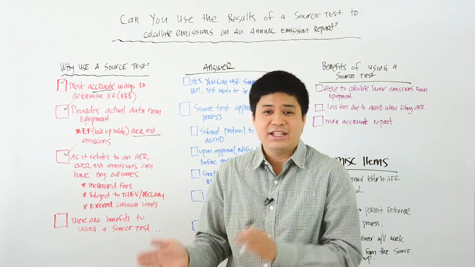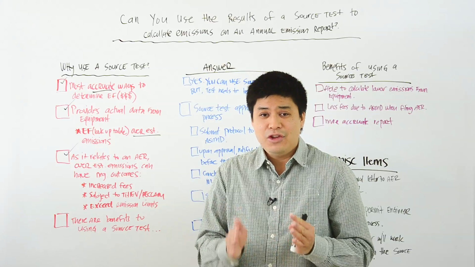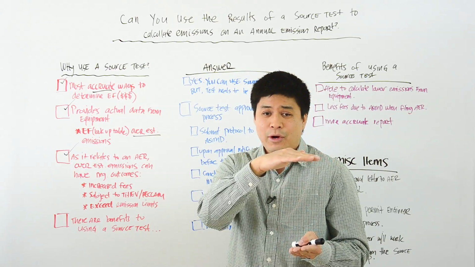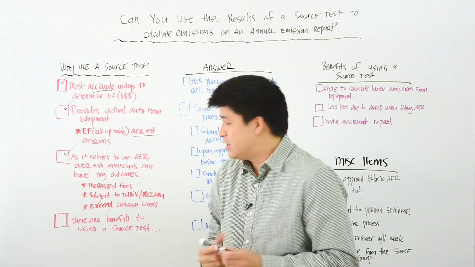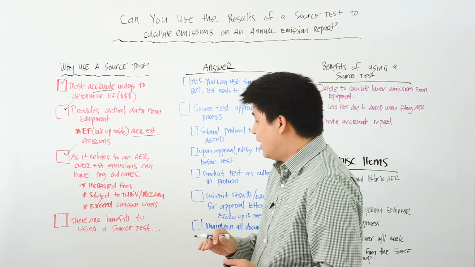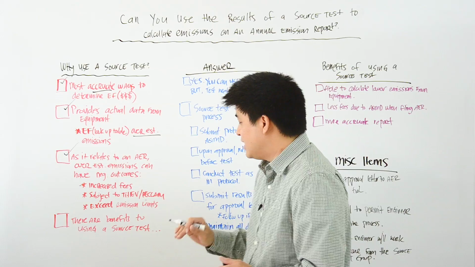And so, as it relates to an annual emission report, if you overestimate emissions on your annual emission report, you will then pay higher fees on your report when it comes time to submit that report. So increased fees are one of the negative consequences that you can have by overestimating emissions.